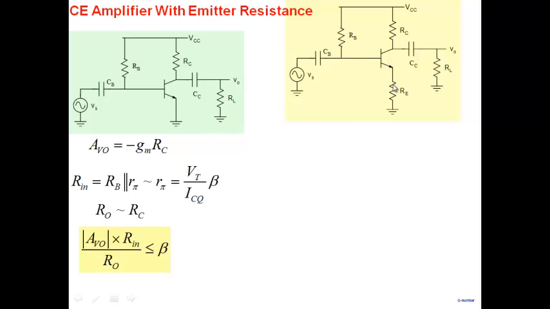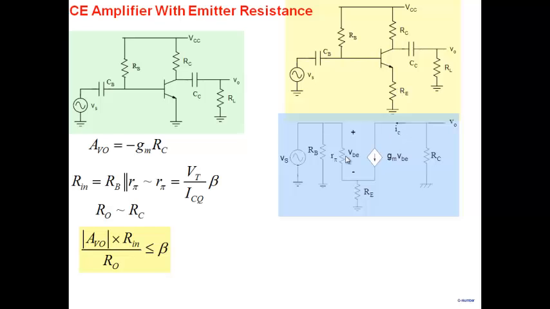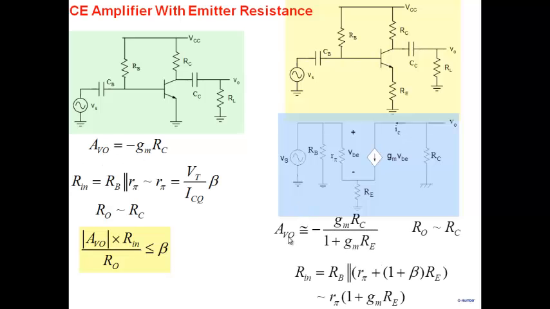Well, what if I put a little bit of RE here? What happens now? To calculate what happens, I have to redraw the small signal circuit with an RE here. I'm not going to go into details. You should be able to calculate. What I can do is write down the result. AV0, note I'm making a little bit of approximation here. Please do the derivation and see where the approximation is, okay? So AV0 is minus GMRC, same gain, but divided by a term 1 plus GMRE. Gain becomes smaller by a factor 1 plus GMRE.